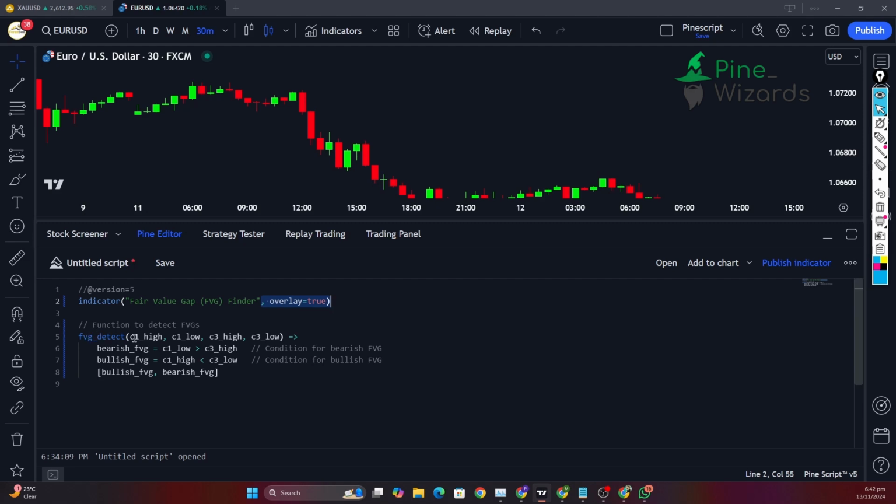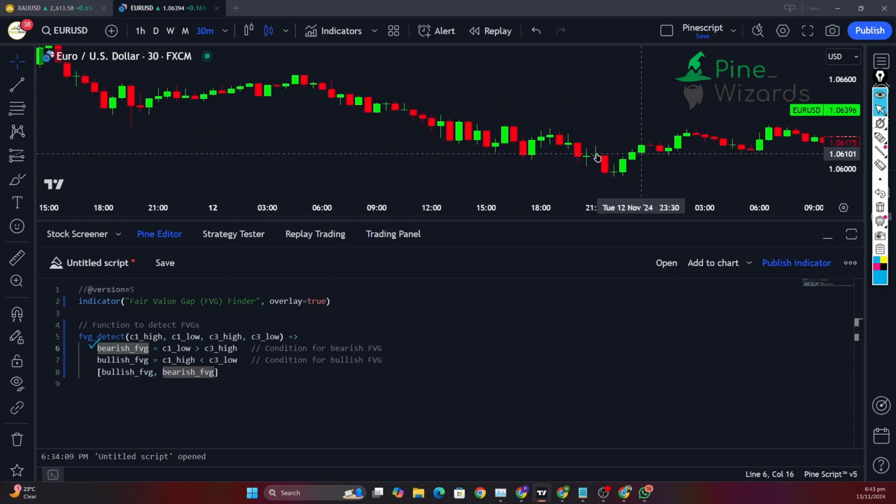Then we're going to define the conditions to detect the fair value gaps. As we have talked about, there are two types of fair value gap, the bullish and bearish. A bearish fair value gap is formed when the candle 1 low is greater than the candle 3 high. So let me go ahead and explain what this means.